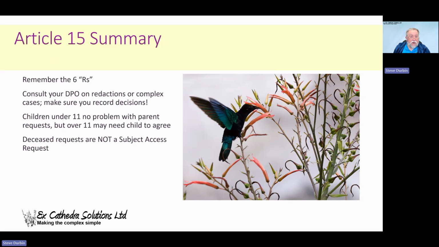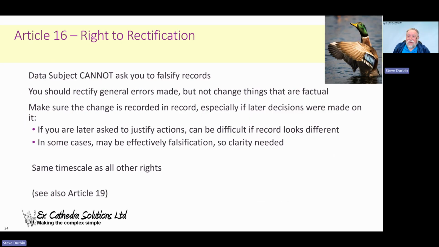Okay, take a breath. That's Article 15. Okay. Article 16. Okay, right to rectification. So this is basically where the data subject says to you, that's wrong and I want you to fix it. Commonly happens after you've done an Article 15 subject access request. They've now seen all their records and they say these things are wrong.